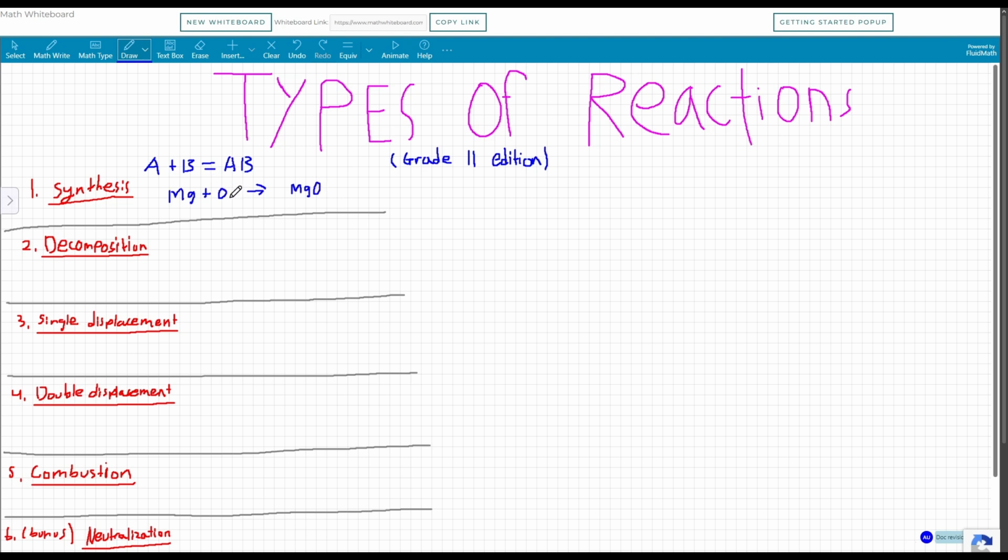Oxygen by itself is diatomic, so it has a 2 here. And since we have 2 oxygens, we must put a 2 here. That means this is 2 magnesium, so we put a 2 here. And now this equation is fully balanced, and we can move on to the next.